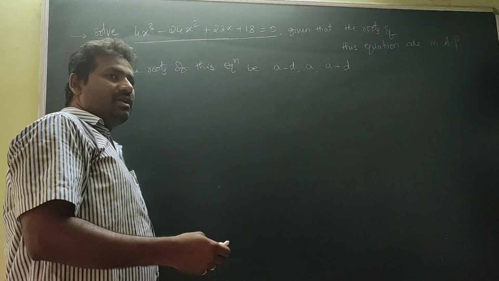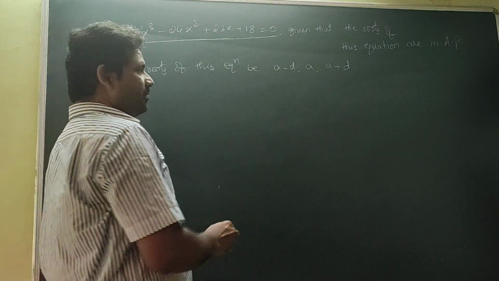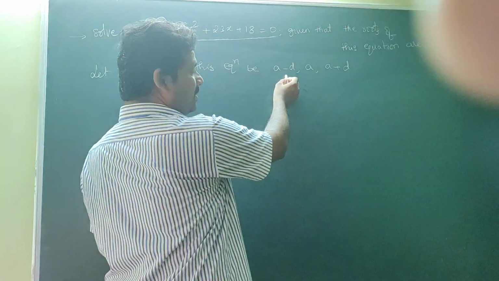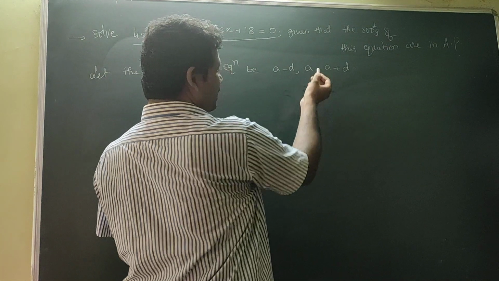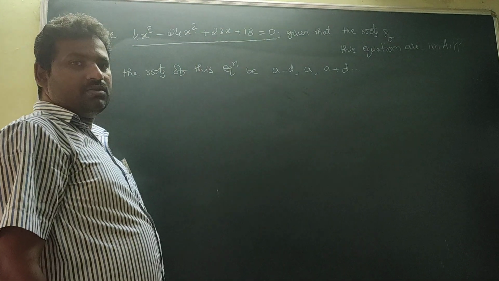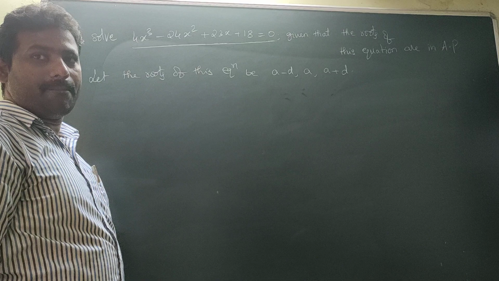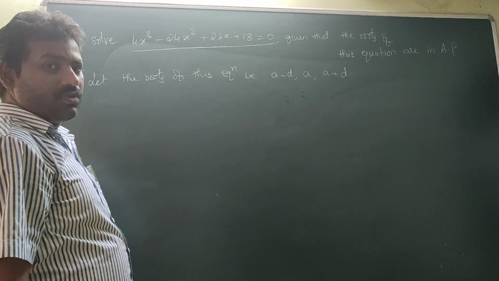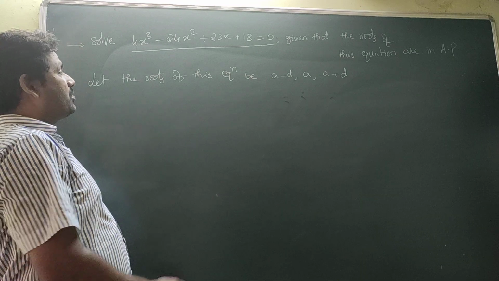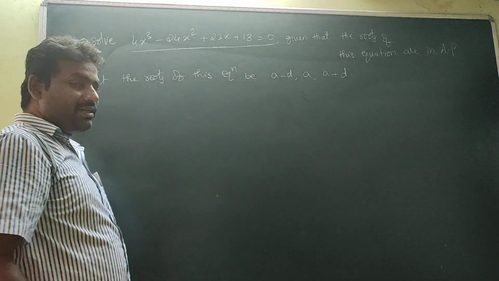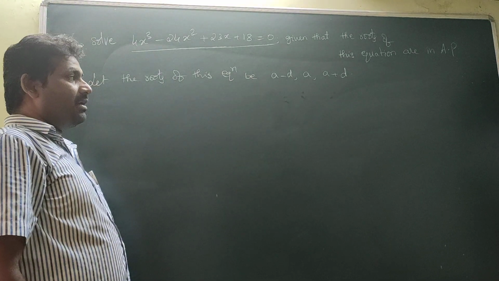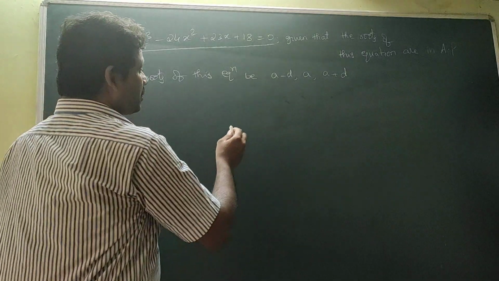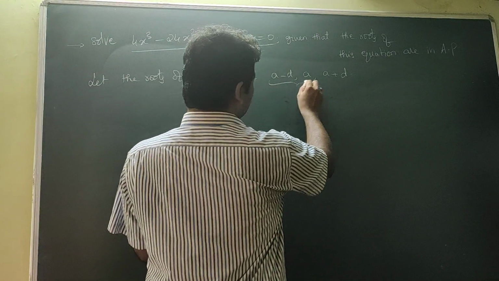If 3 numbers are in AP, their common difference is the same. A minus of A minus D is D. A plus D minus A is D. So they are in AP. So the roots of the equation are in AP, and we can take them as A minus D, A, A plus D. So why are we taking this?